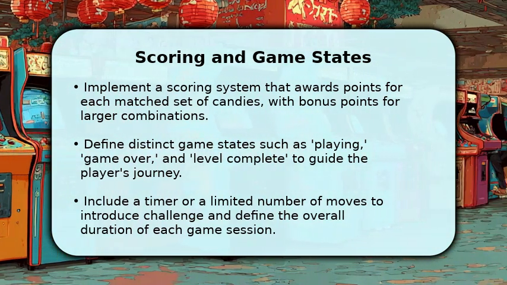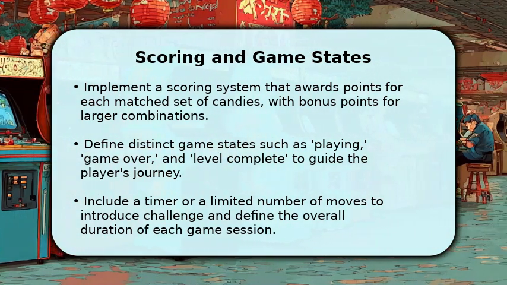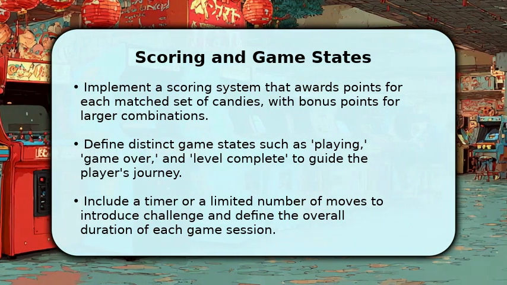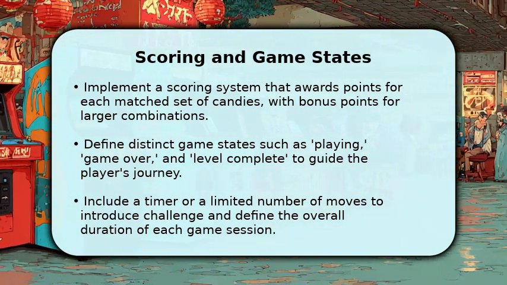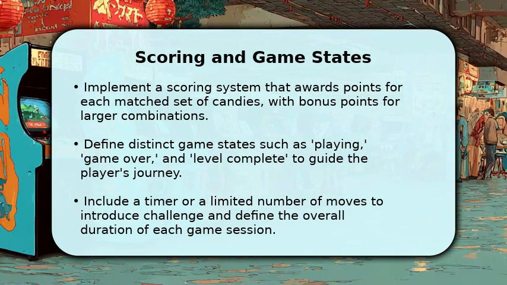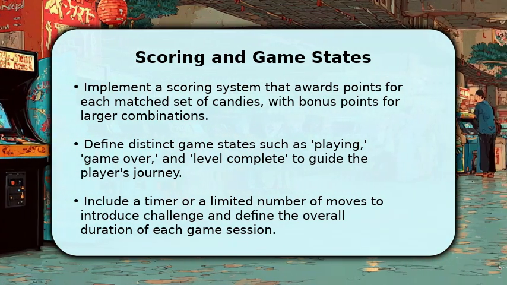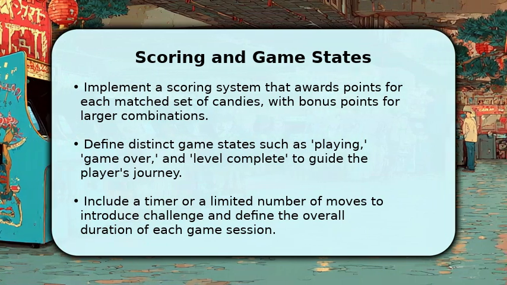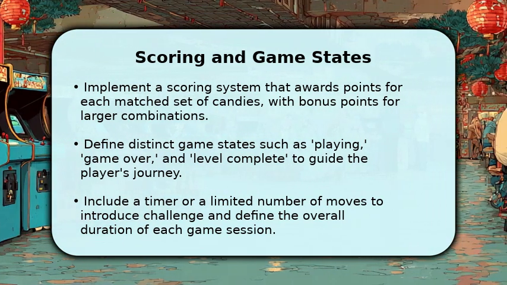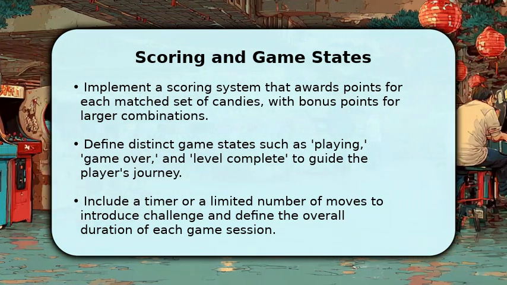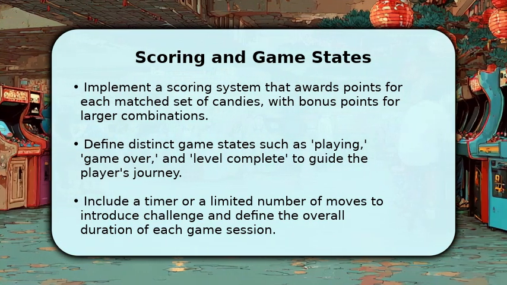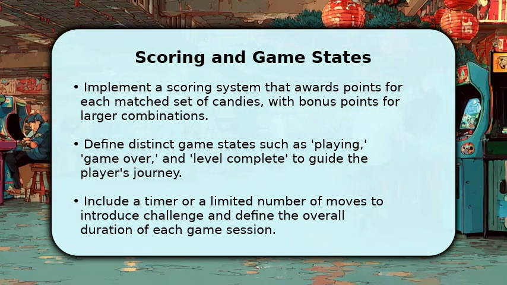Finally, let's integrate a scoring system and manage game states. Award points for every match set of candies, with bonus points for larger combinations. Define distinct game states such as playing, game over, and level complete to guide the player's journey. Consider adding a timer or a limited number of moves to introduce challenge and define the overall duration of each game session.